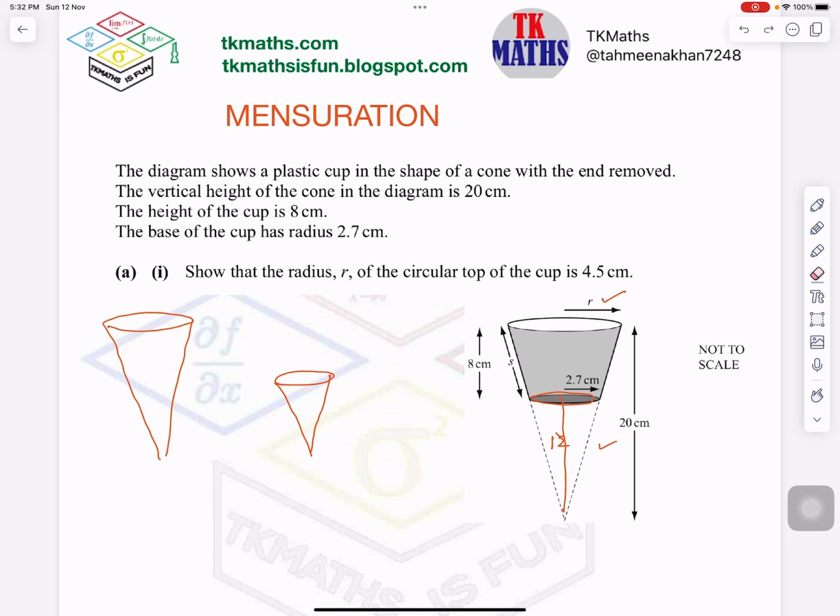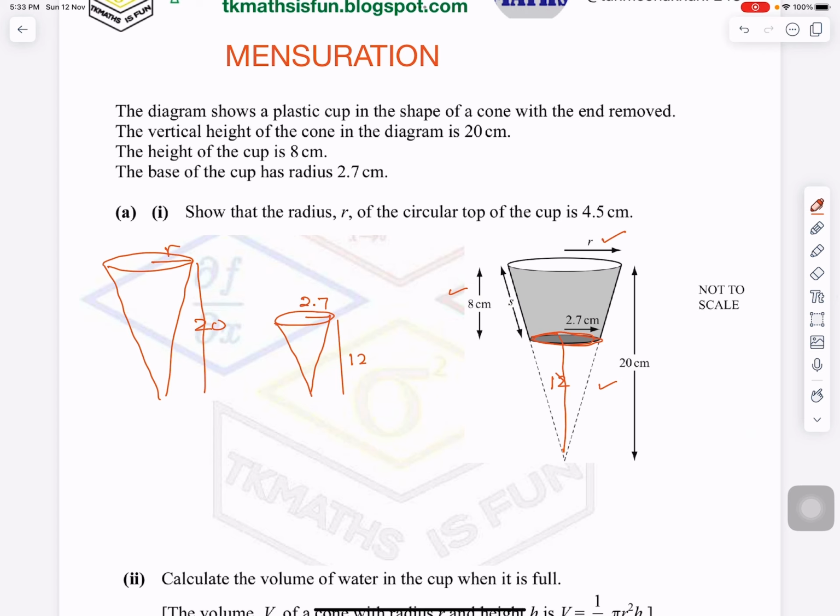Just a minute, it has been erased. Okay, so now let's see the radius I have to find out. For the smaller cone, the top is basically the base of the cup, so this radius is 2.7. Now the height here is 20 and this height is 12. It is not given, but since the height of the cup is 8, 20 minus 8 is 12. So now applying the concept of similar shapes, I can say r divided by 2.7 is equal to 20 divided by 12.